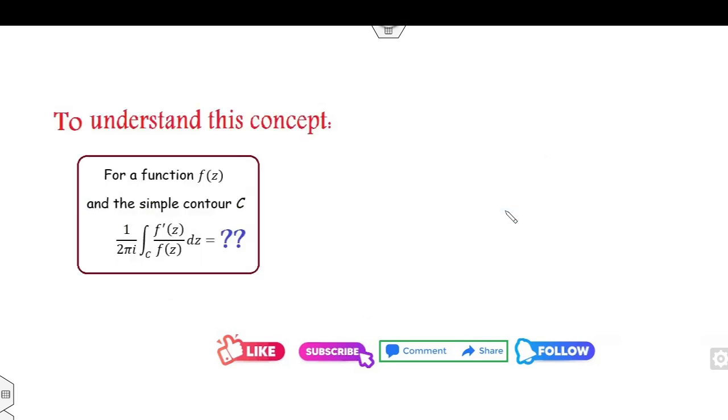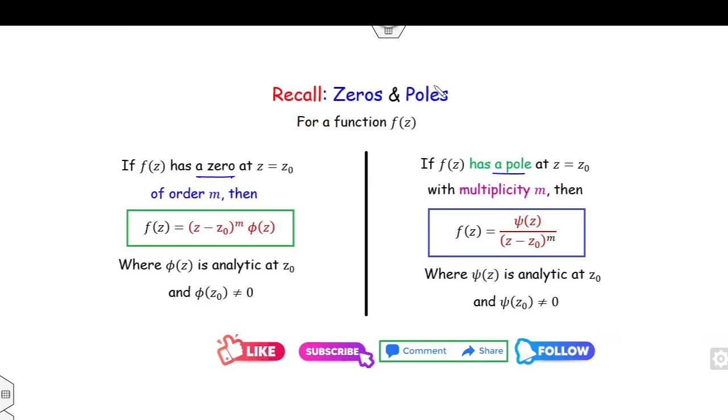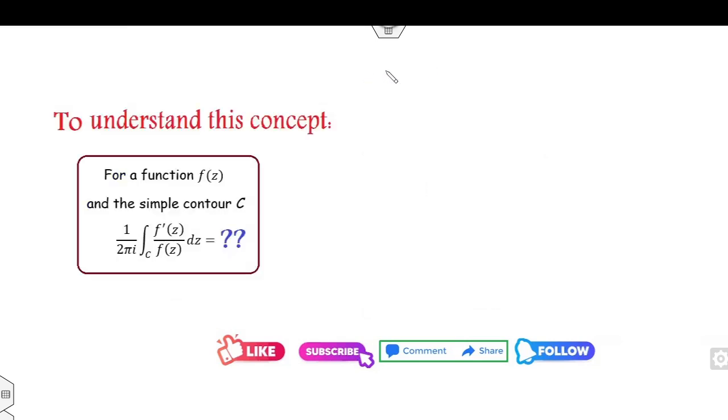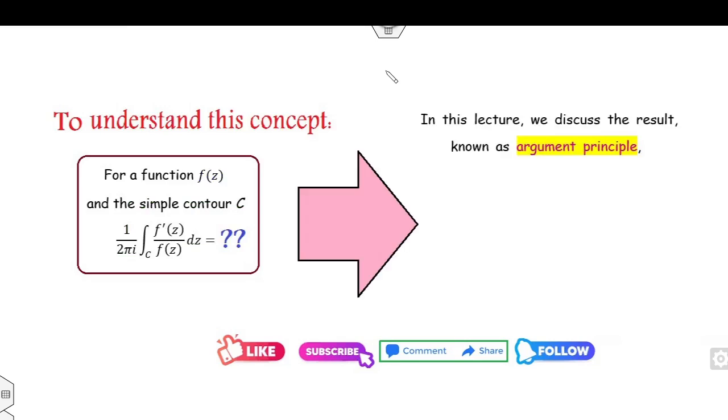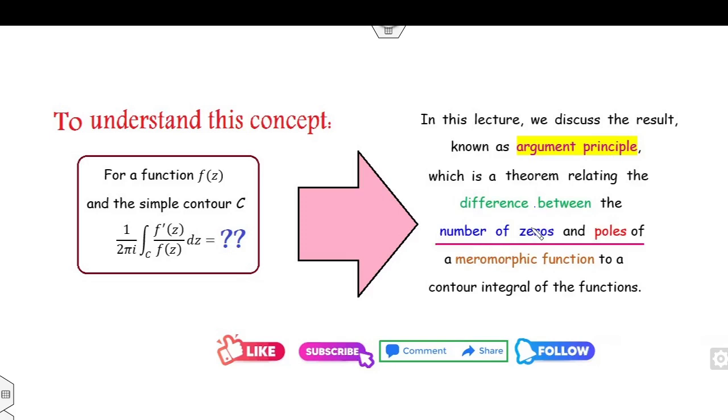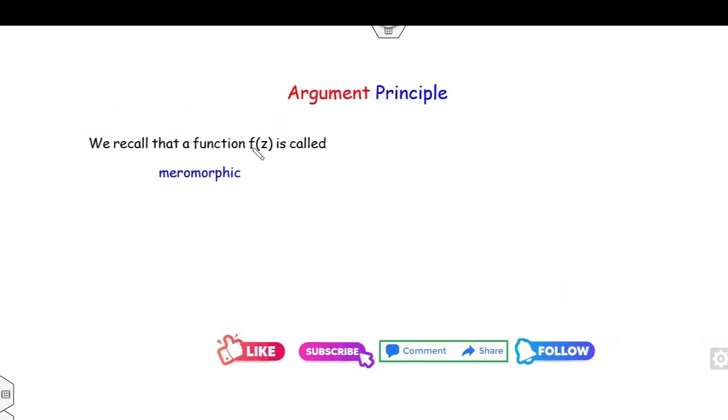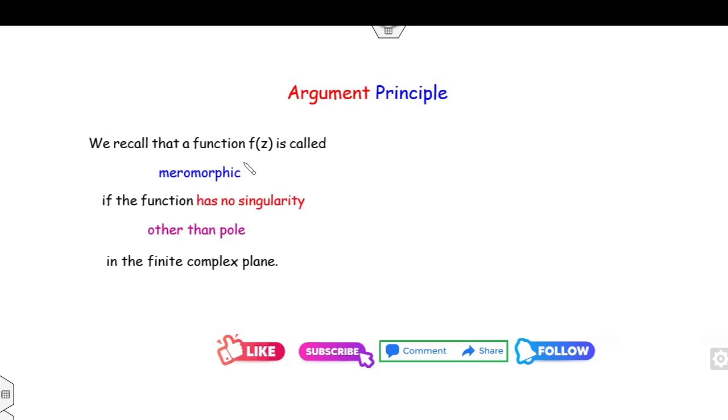Now to understand how you can find these integrations, you must know the concept of zeros and poles. So for that we will discuss the argument principle in this lecture, which is basically the difference between the number of zeros and poles of meromorphic functions. I hope all of you know what a meromorphic function is. If not, let me recall: a function is said to be a meromorphic function if the function has no singularities other than poles in the finite complex plane.